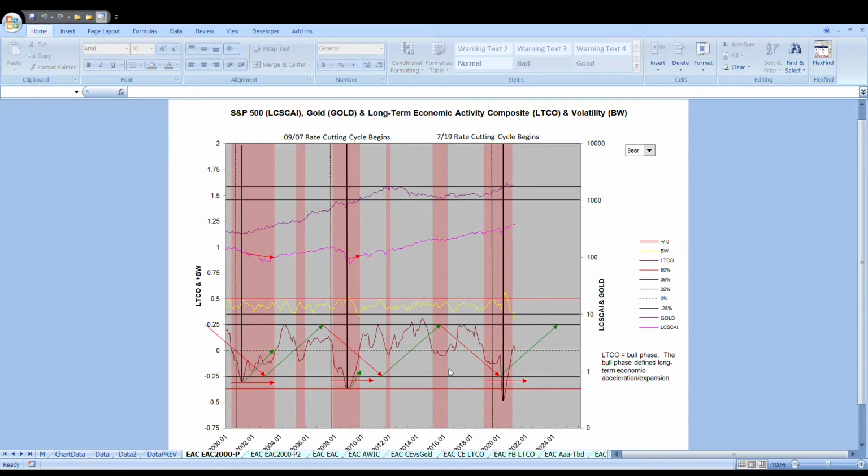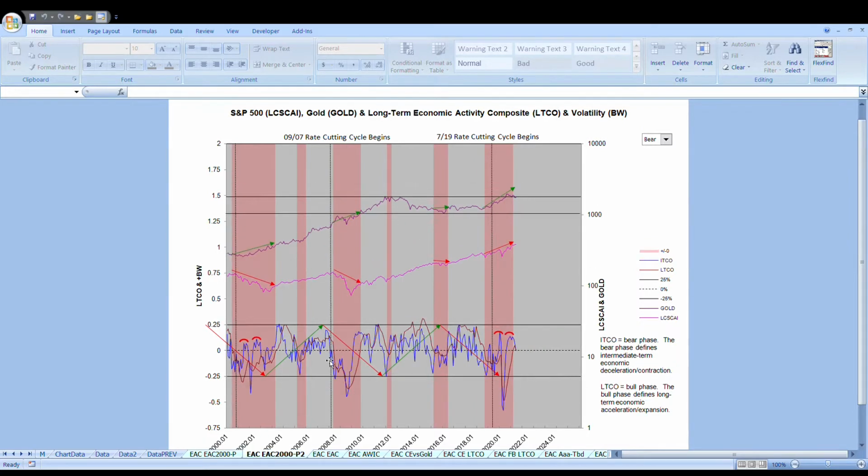This is the EAC. It's above 0. When it's above 0, it's not highlighted. That's an economy that's into expansion. Right here, the computer will generate an explanation of what's going on. So this is all computer written. I don't type this stuff in, but essentially it's saying that we're in a bull phase just like before, and this defines an economic expansion. This other chart includes the intermediate oscillator, the ITCO, which is right here, and it provides us a different view. Again, that's back in the matrix.